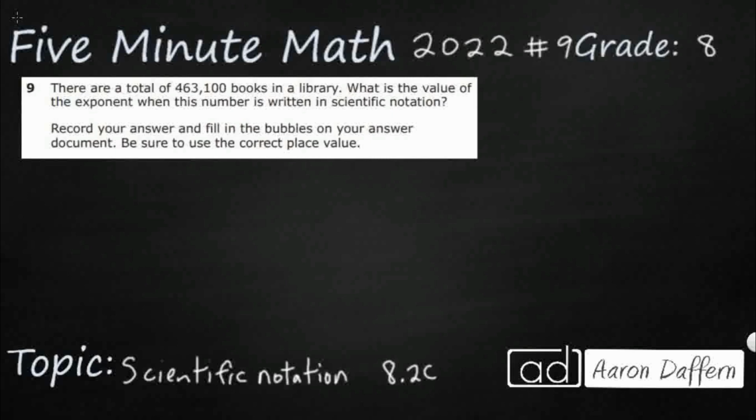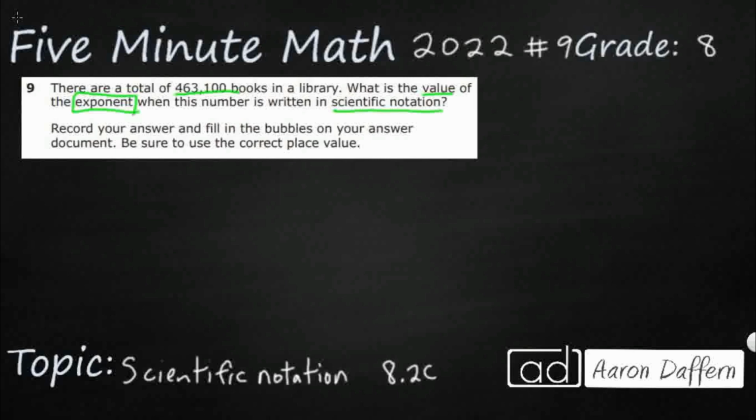So we have this problem, and it doesn't look like it's asking us to use any type of operations. Let's take a look. There are a total of 463,100 books in a library. What is the value of the exponent when this number is written in scientific notation? We just simply need to record the value of that exponent in our answer document on the bubble chart.